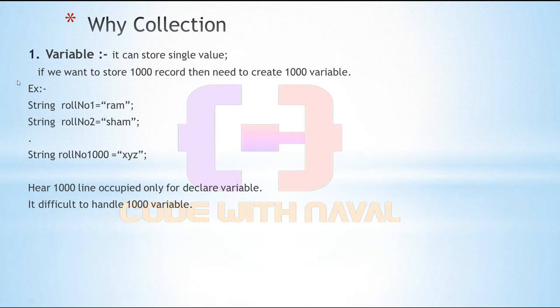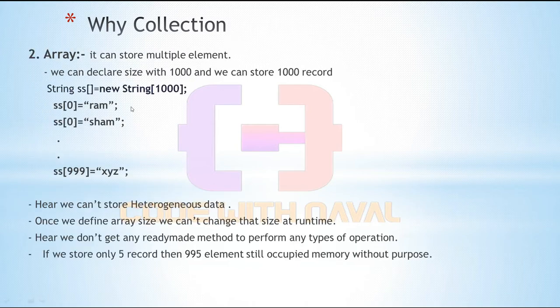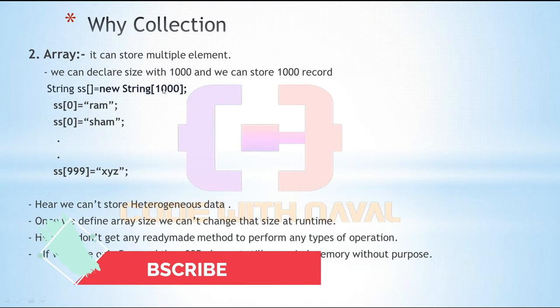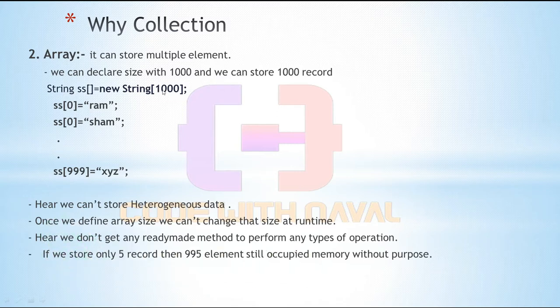Instead of writing these 2000 lines, we introduce the array. It can store multiple elements. We can declare a size of 1000 and store 1000 records. In a single line we can create this, and we don't need to create 1000 variables. We can simply create one variable, declare array size 1000, and store 1000 elements in that array.